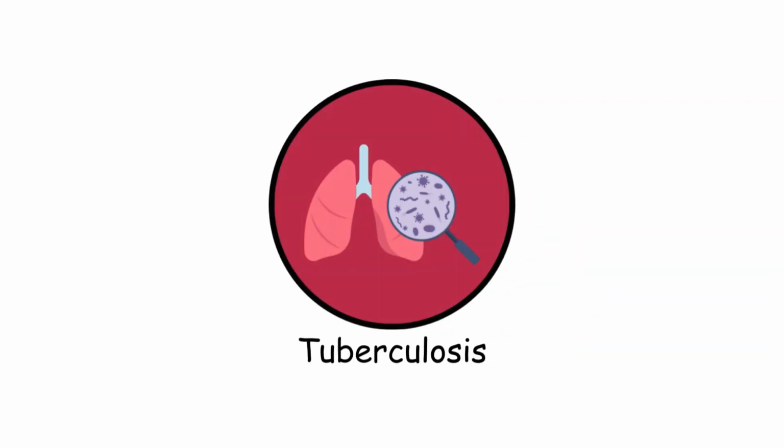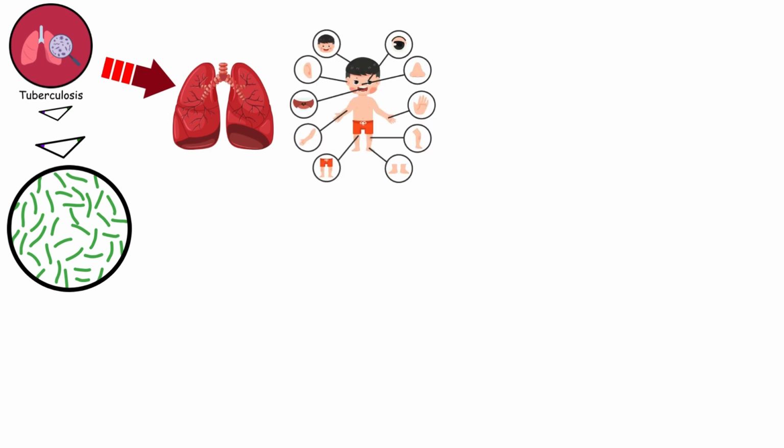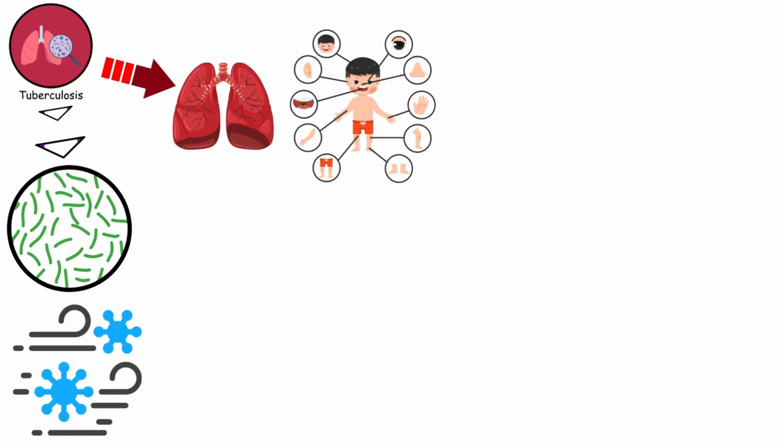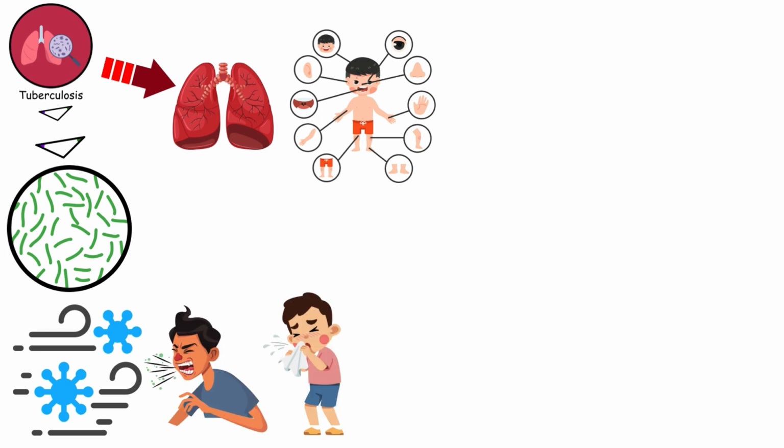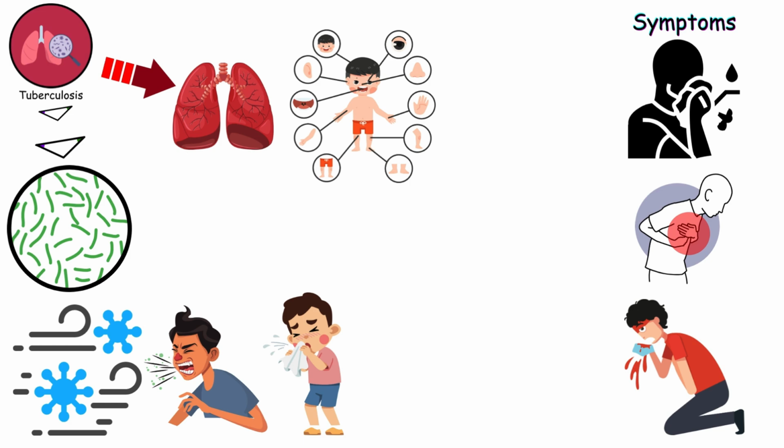Tuberculosis. Tuberculosis is an infectious disease usually caused by Mycobacterium tuberculosis bacteria. TB mainly affects the lungs, but it can also affect other parts of the body. It spreads through the air when a person with active TB coughs or sneezes. Symptoms include a persistent cough, chest pain, and coughing up blood.